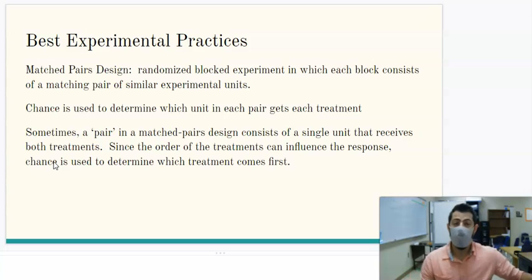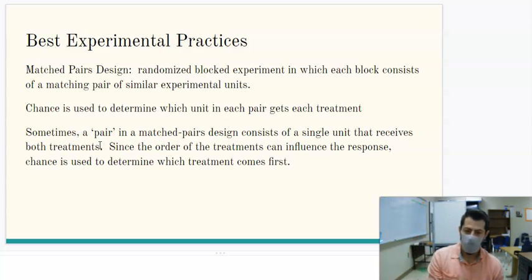You can also have a matched pair design where the order of what treatment you receive is the thing that's randomly given, right? So you can have a matched pair that's a single individual. Maybe sometimes an individual will get treatment A and then treatment B, and then the next one would get treatment B and then treatment A, right? So the order of the treatments, if you think that might have an effect, that's a way you can handle it.